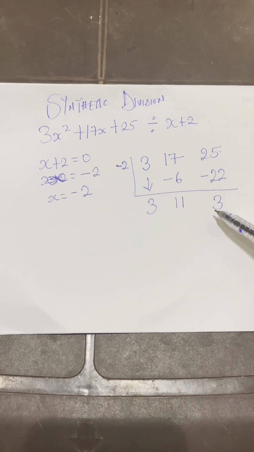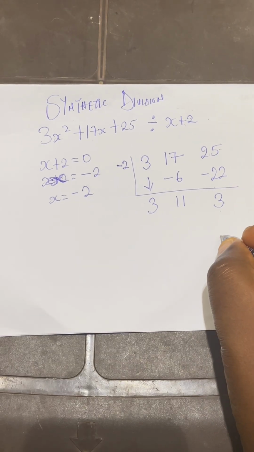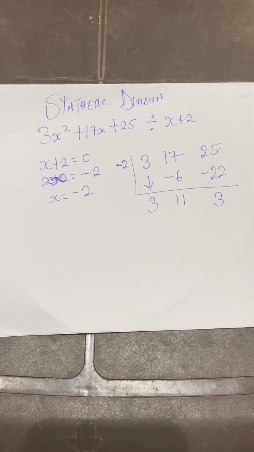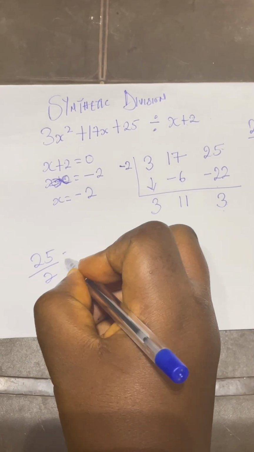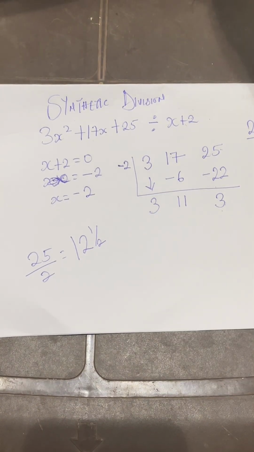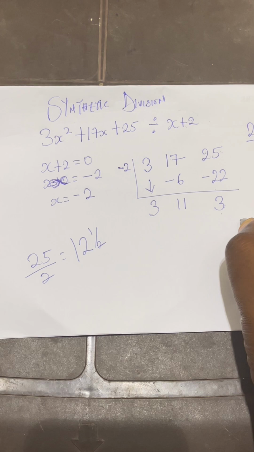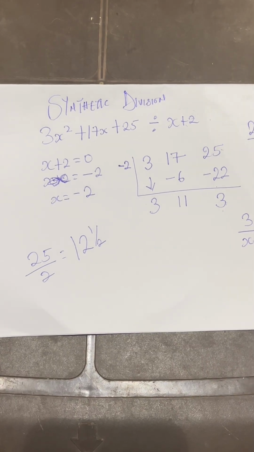Now it is time to interpret the answers. The last value is usually the remainder. For synthetic division, there's a way we write the remainder. You don't just write 3. For example, if you are solving a question like 25 divided by 2, we know that the answer is 12 remainder 1. But if you are writing it, you write 12 and 1 over 2. The same way you write the remainder for synthetic division, 3 over x plus 2, which is the divisor.